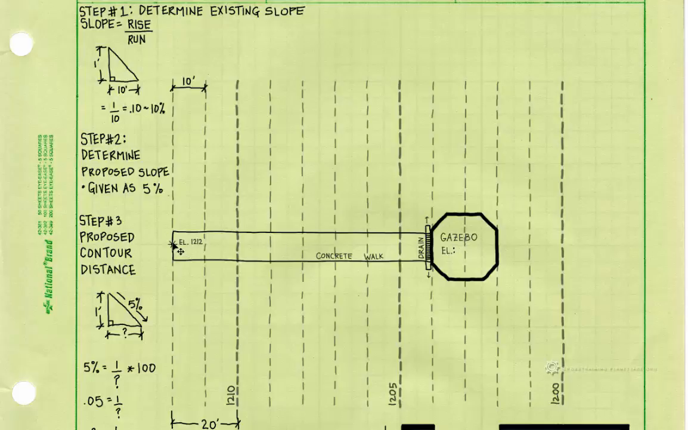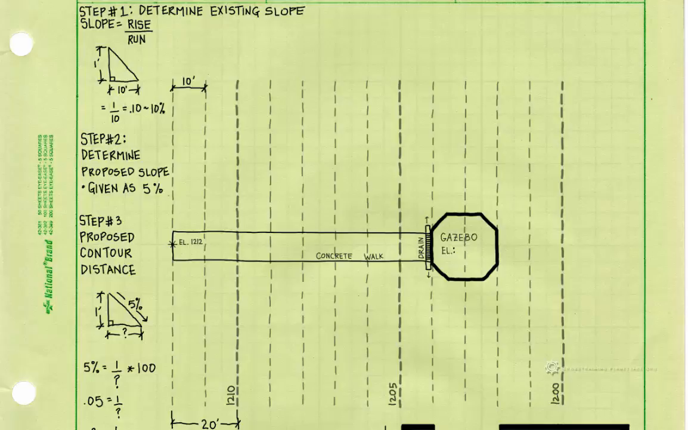and then into the gazebo. So what does my contour spacing need to be like along this handicap ramp? We know that the ramp needs to meet up with existing, which is at elevation 1212. So I don't want to really grade that, because I don't want to create a huge 1 foot step for someone in a wheelchair to either have to navigate up or down. So we do want the ramp to start at elevation 1212 and be kind of flush with it.